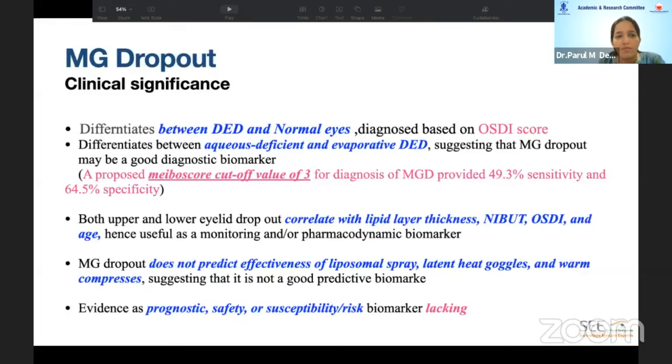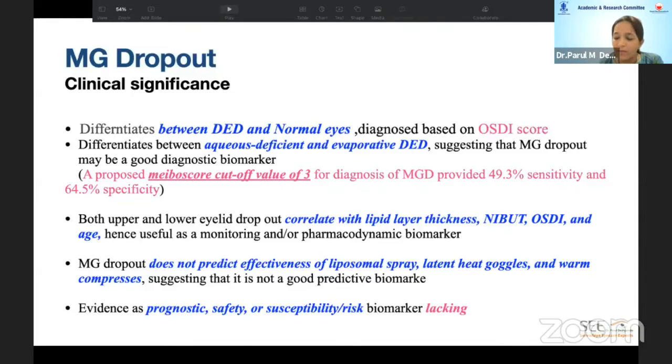So the clinical significance of the meibomian gland dropout is that it helps us differentiate between a dry eye disease and a normal eye, especially if you have diagnosed this based on the clinical OSDI score. It also helps us differentiate between the aqueous deficient and the evaporative dry eye disease. It's been seen that a meiboscore value of 3 is about 50% sensitive and 65% specific for meibomian gland disease. The meibomian gland dropout also correlates well with lipid layer thickness, the non-invasive tear breakup time, the ocular surface index, as well as the age.